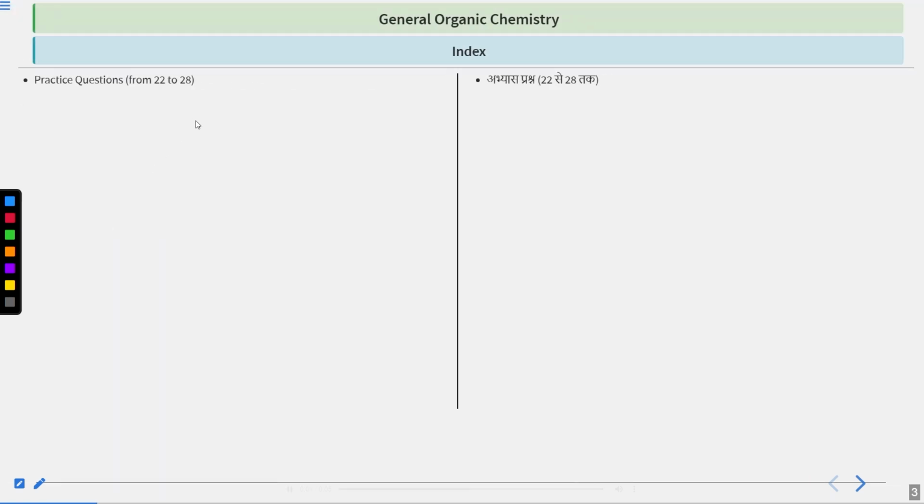So this is our index slide. Today we are going to see the practice questions from question number 22 to question number 28. Let's start with question number 22.